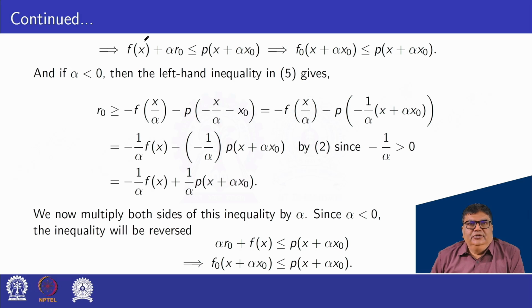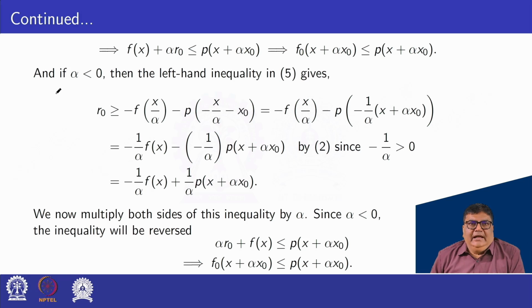Okay, so this is f of x plus alpha R0. So this can be written as f0 of x plus alpha x0. Okay, here x belonging to M and x0 belonging to L minus M. So this inequality can be written as this one for M0.